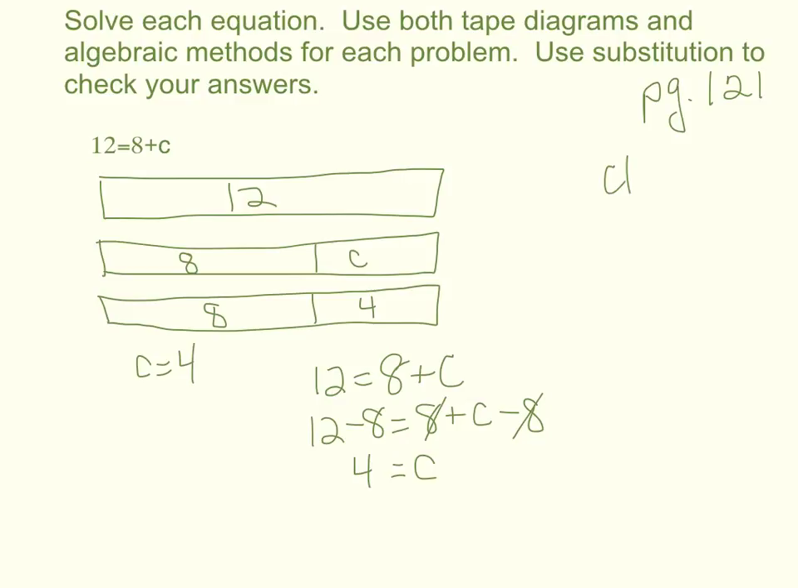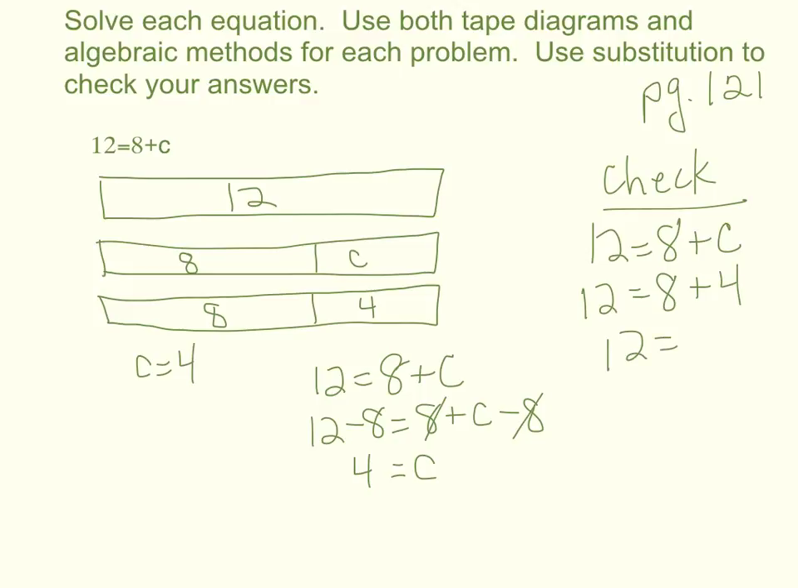Let's do our check. We begin again by writing the original equation: 12 equals 8 plus c. We're going to substitute the 4 for the c, and we end up solving the equation: 12 equals 12 is a true statement.